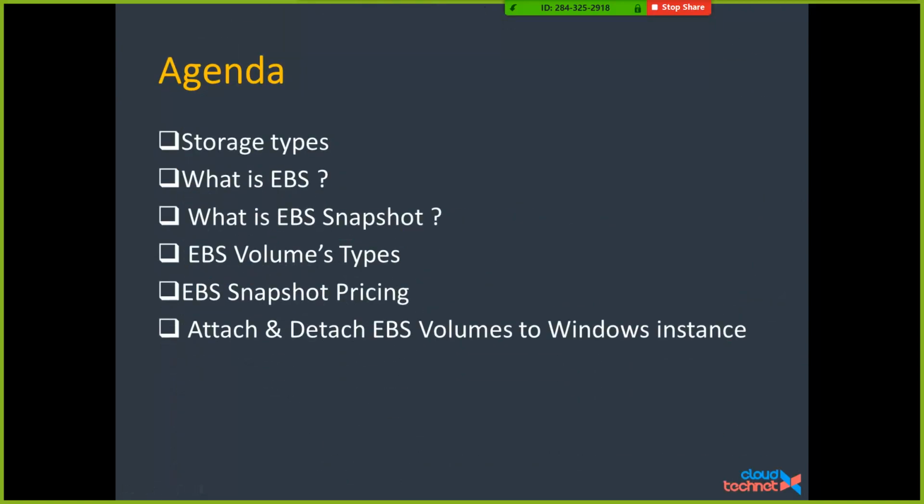So today our agenda is to discuss these main points: types of storage, what is the meaning of EBS, elastic block storage, what is the meaning of snapshot, and EBS volume types. How many types can we create, EBS snapshot pricing, and attaching and detaching the volume to a Windows instance. So now let's move on to that.